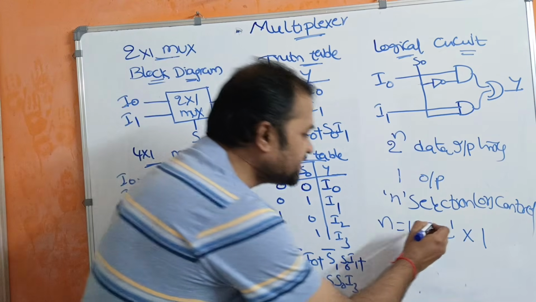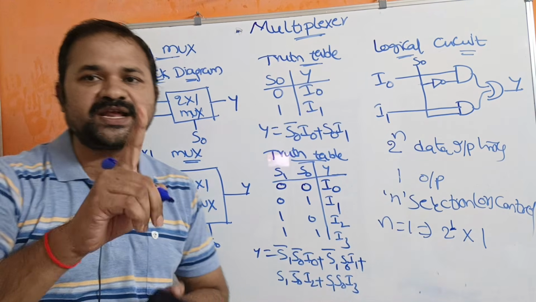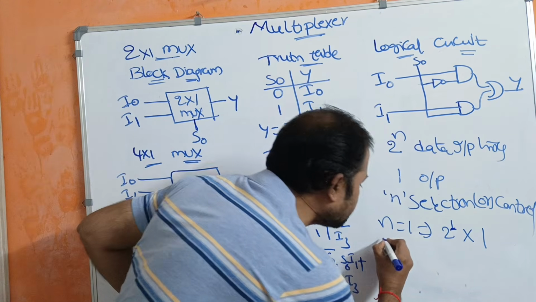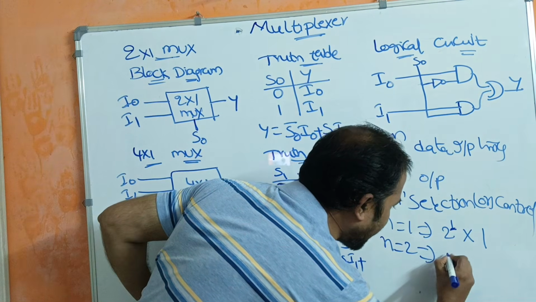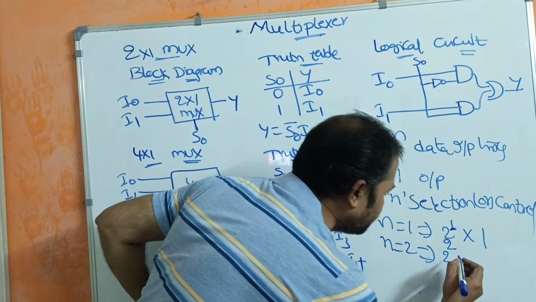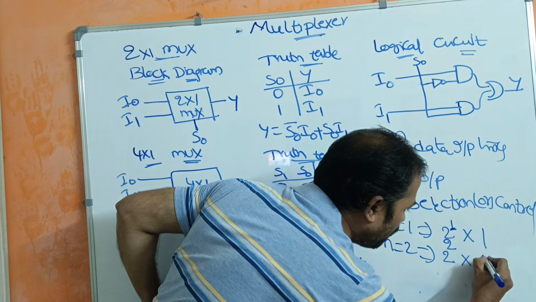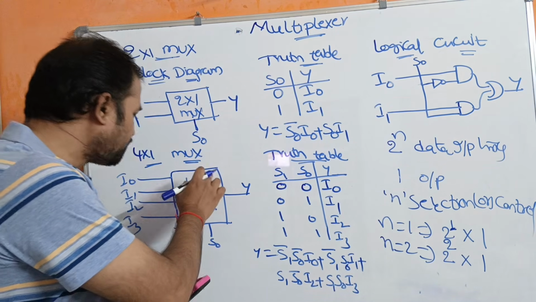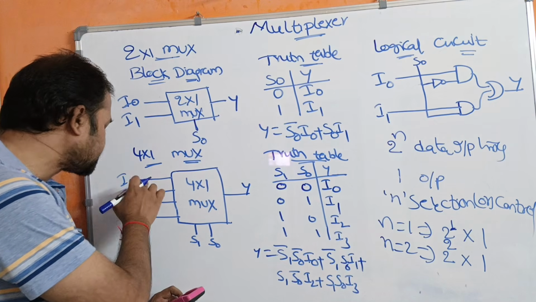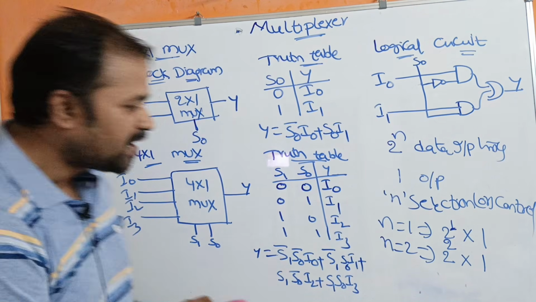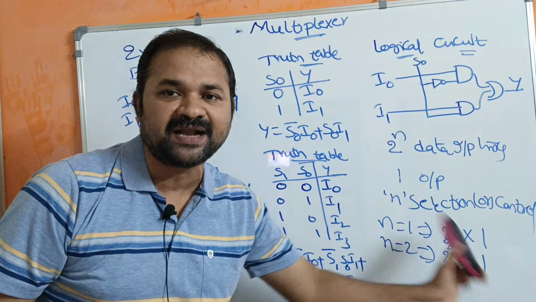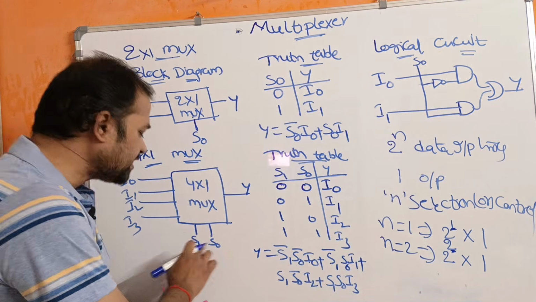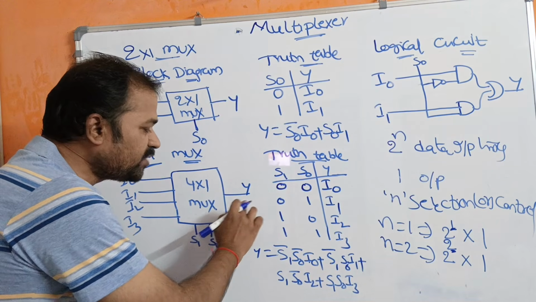Here what is the n value? 1. So we will have only one selection input. Let n equal 2. Then the multiplexer accepts 2 power 2 data input lines and produces only one output. 2 power 2 is 4, so this is a 4 by 1 multiplexer. It accepts 4 inputs, and how many selection inputs does this multiplexer have? 2 selection inputs, since n is 2, and it produces only one output.